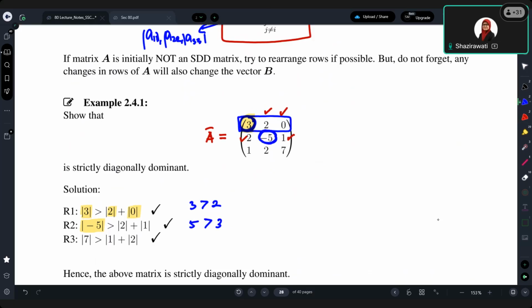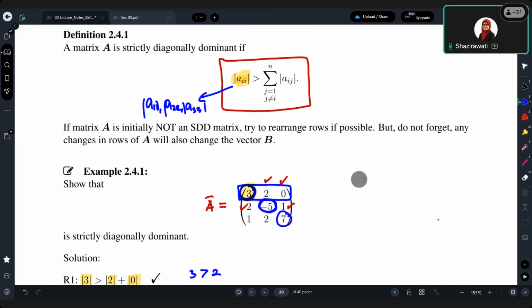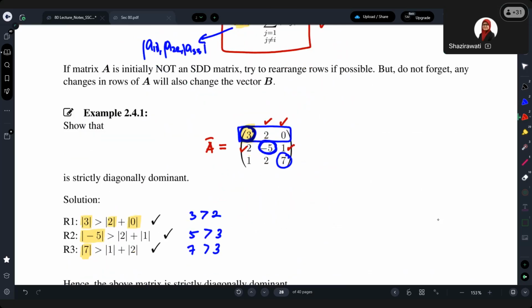So you have 7 here, which is greater than 1 plus 2, sorry, 1 plus 2. So 7 is greater than 3. So for every row, you must satisfy this condition. Okay, condition 2. So once all three rows are satisfied, only then can we say the matrix A is a strictly diagonally dominant matrix.